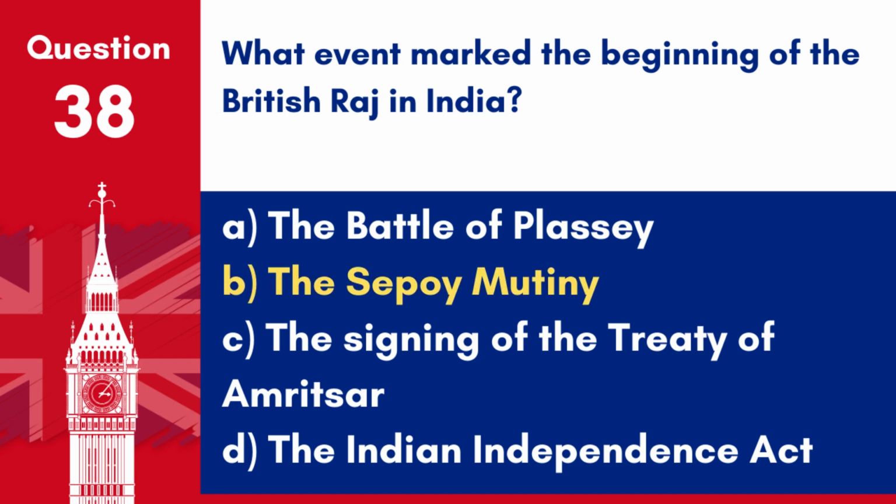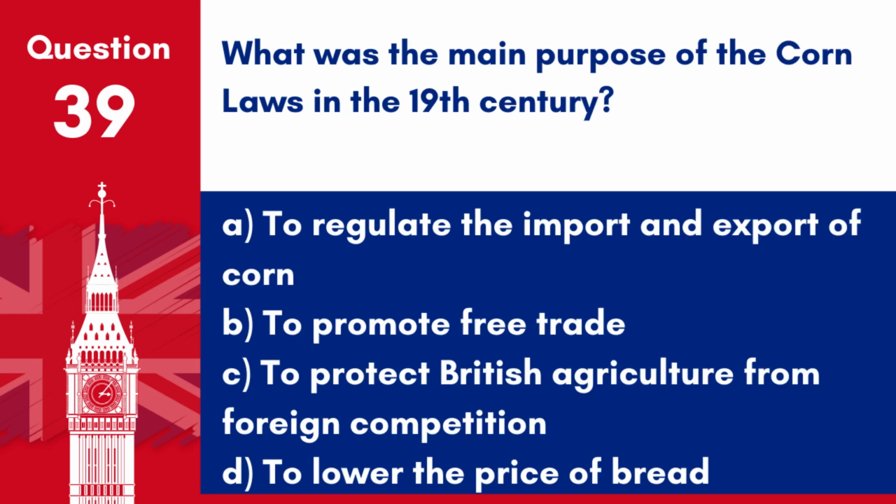Answer: B. The Sepoy Mutiny. The Sepoy Mutiny, or the Indian Rebellion of 1857, led to the dissolution of the East India Company's rule and marked the beginning of direct British governance, known as the British Raj. Question 39.